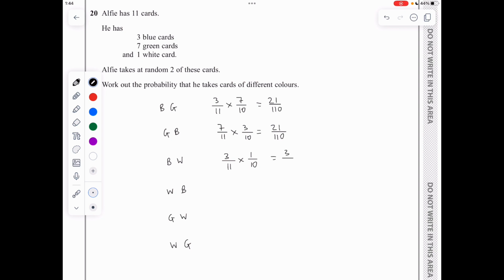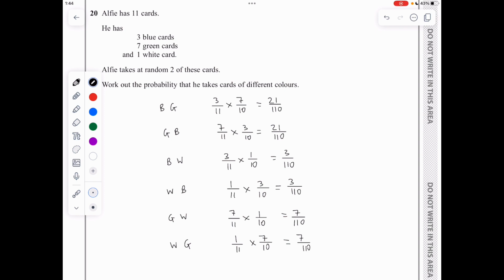And for the white-blue, it's going to be 1 over 11 times 3 over 10, which is also 3 over 110. And finally, for the green-white scenario, it's going to be 7 over 11 times 1 over 10, which is 7 over 110. And 1 over 11 times 7 over 10 for the white-green scenario, which gives 7 over 110.